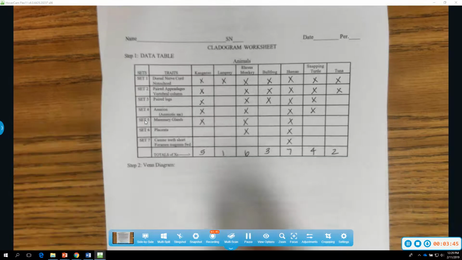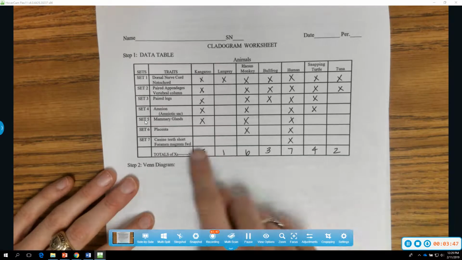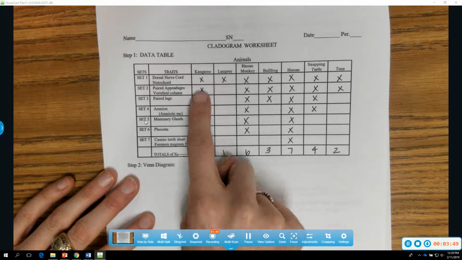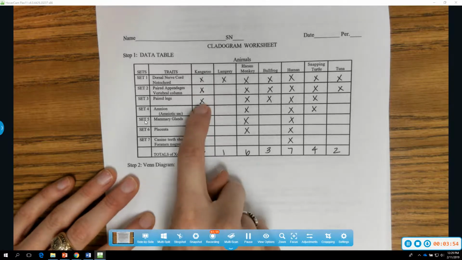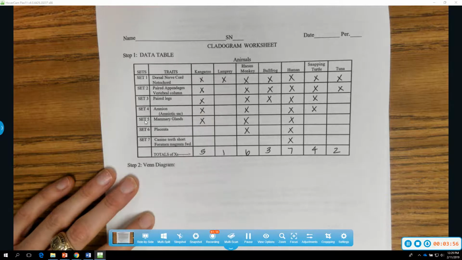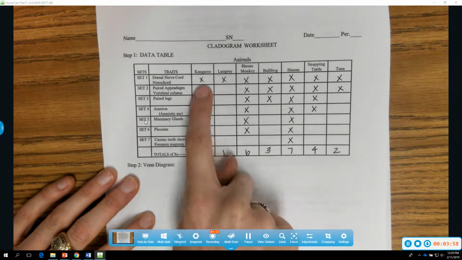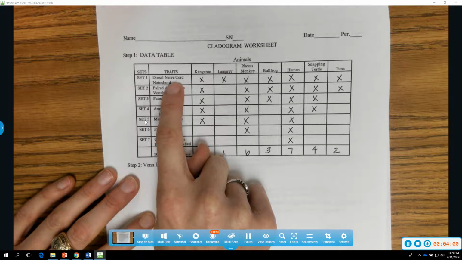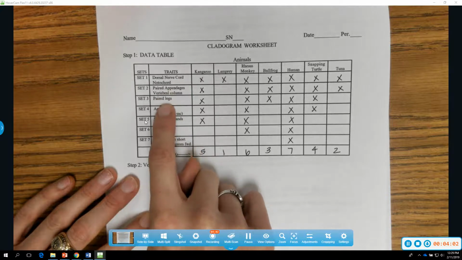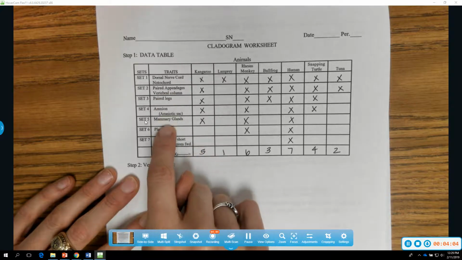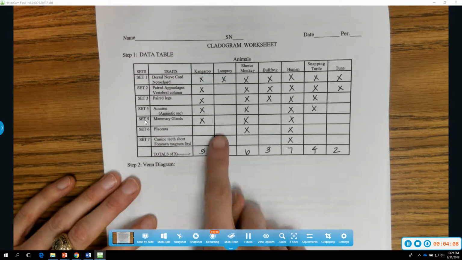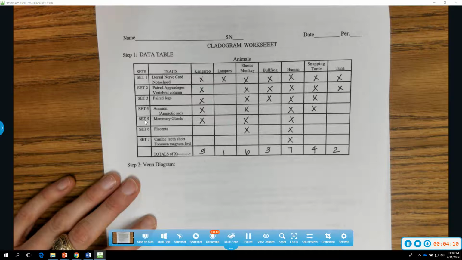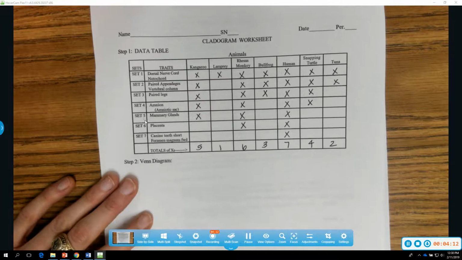Okay, so let's look at the data table first. Yours is probably blank. If it is, I need you to go ahead and fill in the X's. So the X's are telling us which traits those organisms have. So for example, the kangaroo is going to have the dorsal nerve cord, the paired appendages, paired legs, amnion, and mammary glands. He has all 5 of those characteristics. And then so on and so forth for the other 6 organisms.